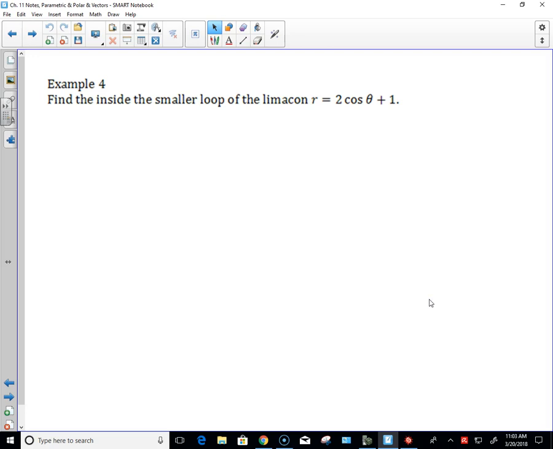You could start plugging in points to get a feel for how the limacon progresses. That's one way. Another way is you can maybe set r equal to 0, because the inner loop comes into a cusp and then repeats. So do what you think is easier.